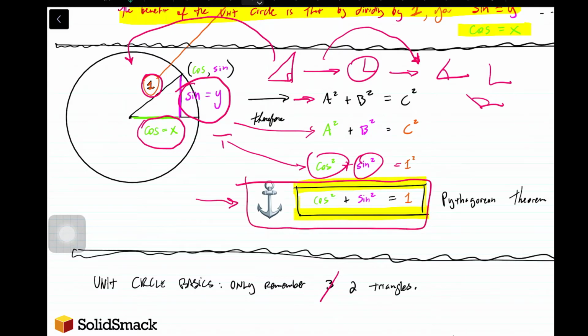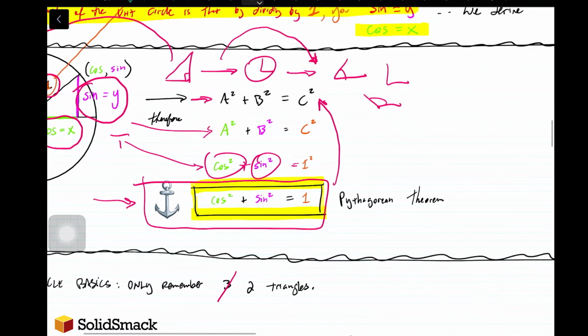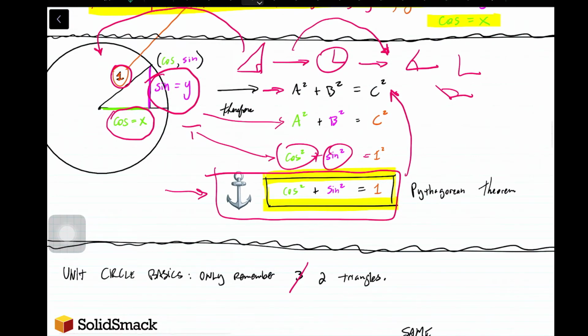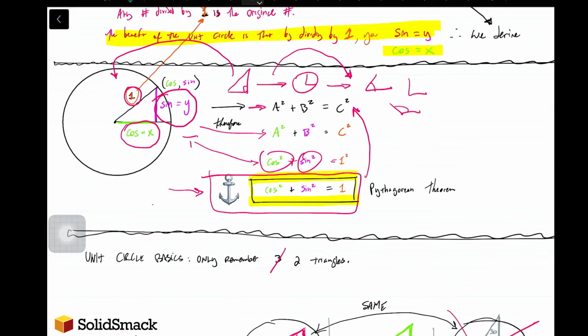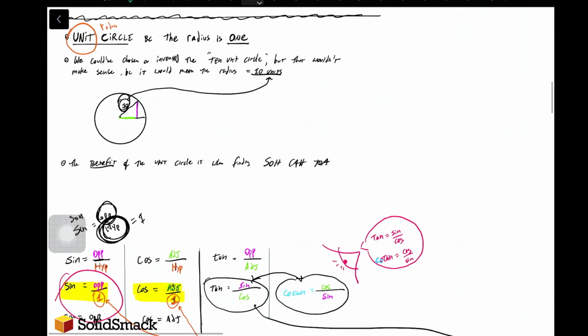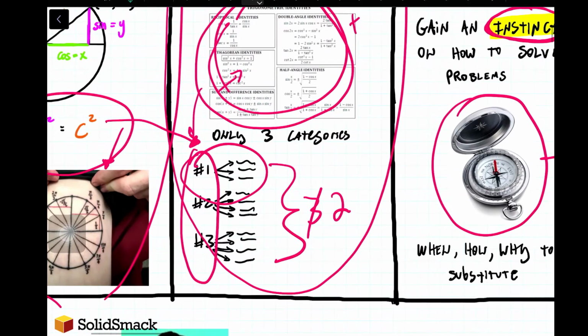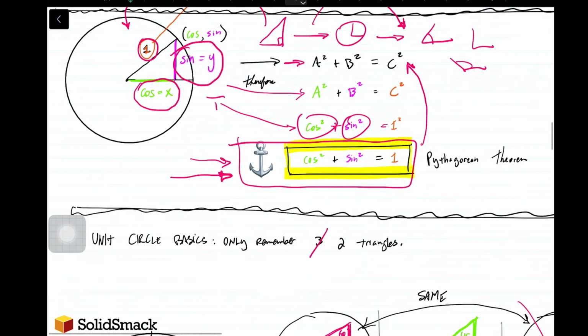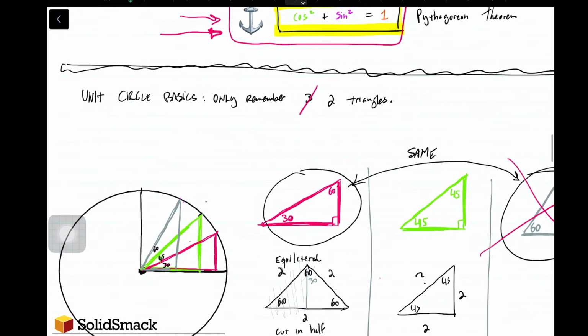Cosine squared plus sine squared equals 1. This all came from here, the Pythagorean Theorem. You already know this. So hopefully you're making this connection now, or you made the connection before watching the video. And this is going to be a huge thing to remember because, as I mentioned before, there are 3 categories, and I'm going to use blue, okay? This first category actually comes from the Pythagorean Theorem. So once you understand where this came from, you only need to understand 2 different categories, and then you're almost there.